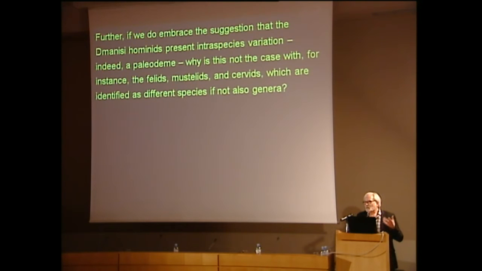The other thing that struck me listening to the talks on the fauna, especially the one just this afternoon, is that if the differences between the Dmanisi hominids represent intraspecies variation, or indeed these specimens constitute a paleodeme, why isn't this the case also for the felids, the mustelids, and the cervids, which are identified as different species, if not also different genera?